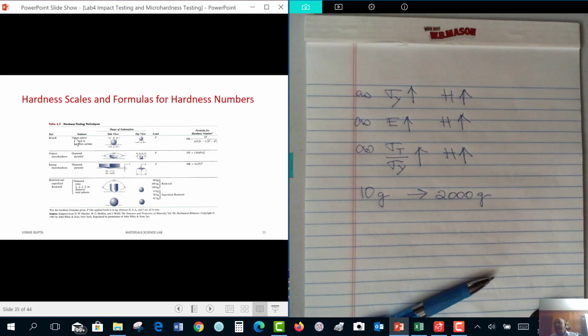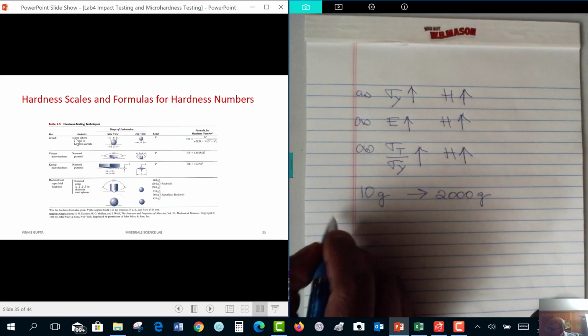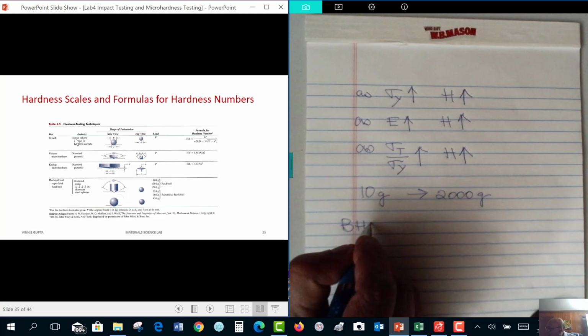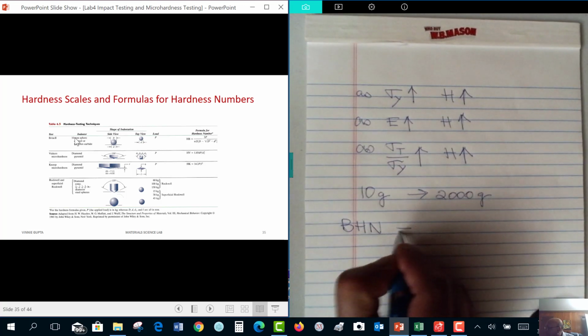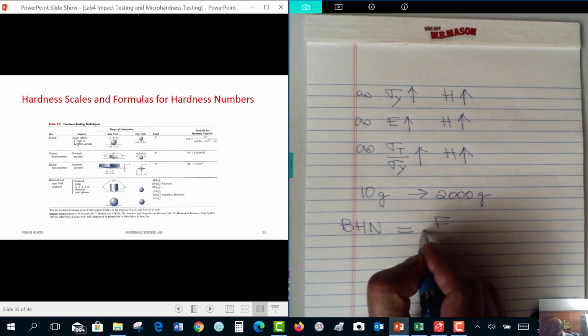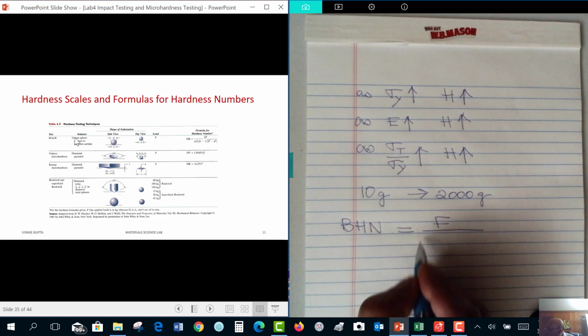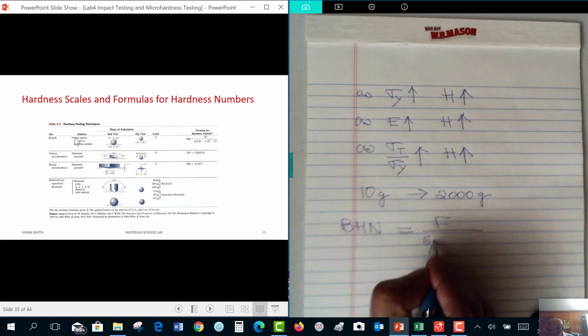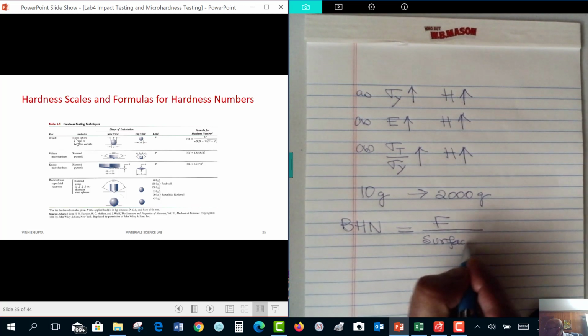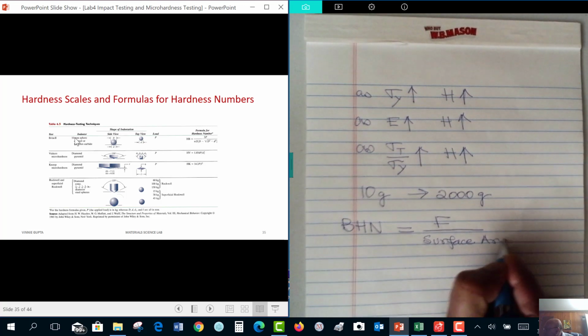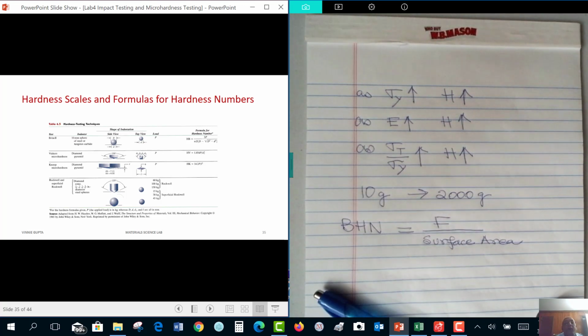Now, I particularly want you to understand the Brinell hardness number. In Brinell hardness number, we used a formula. We said it is force over the surface area of the indentation. So we had a formula, and this formula involved the diameter of the ball indenter, and then the diameter of the indentation, which we measured manually or using Fiji.